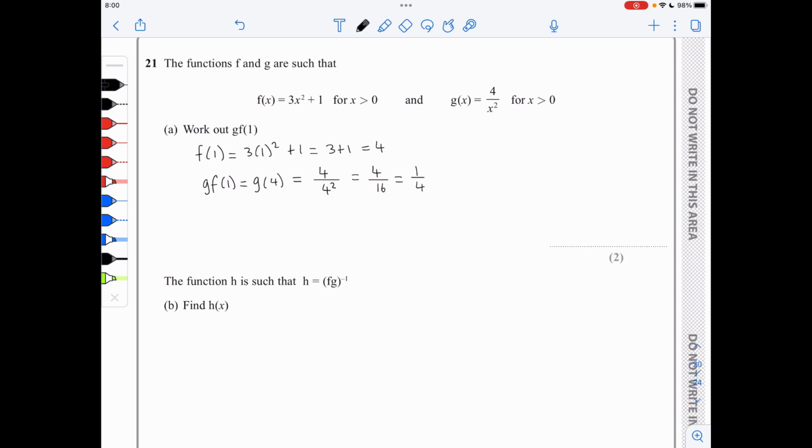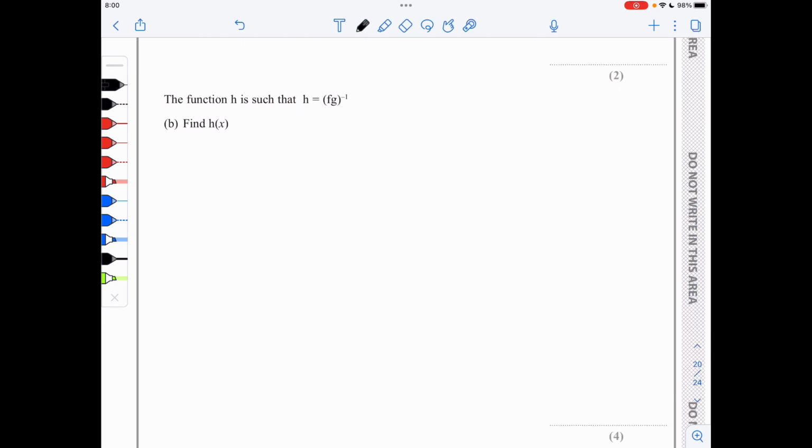Now in B, we are told that the function h is the inverse of the composite function f of g, and we need to find this function h. I will start by finding f of g of x, which is f of g of x is 4 over x squared. So this is 3 times 4 over x squared all squared plus 1. So it's 3 times 16 over x to the power of 4 plus 1, which leads to 48 over x to the power of 4 plus 1.